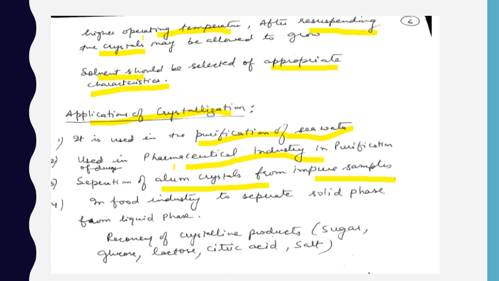In the food industry, it is used to separate the solid phase from the liquid phase. For example, sugar, glucose, lactose, citric acid, and salt. So these are used for the recovery of such crystalline products in the food industry. It is also used.